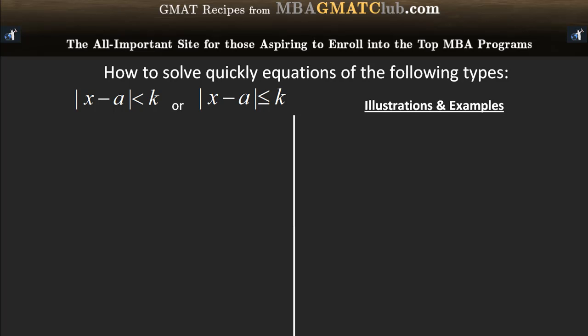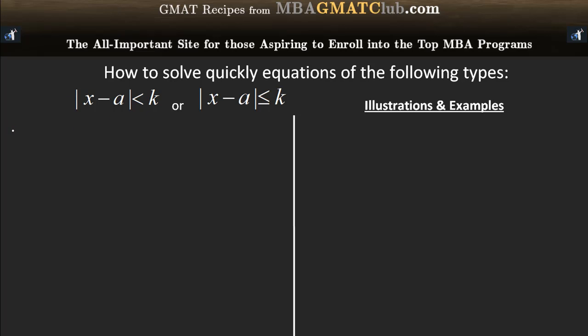In this recording, I'll show you how to quickly solve inequalities of the type you see here. That is, the absolute value of x minus a less than k, or perhaps the absolute value of x minus a less than or equal to k. We're going to solve the first type. The second type is no different. You just have the equal sign, but the solving process is exactly the same. So I'm just going to do the first one.